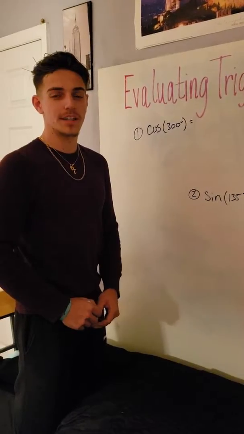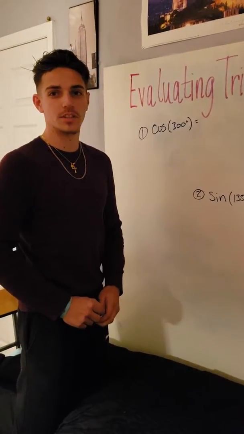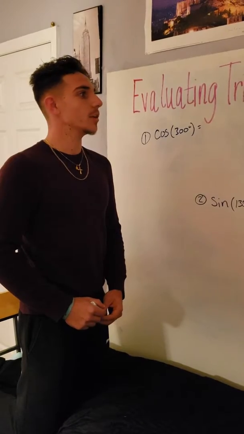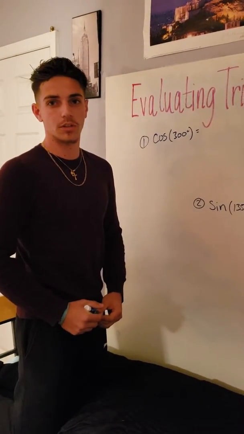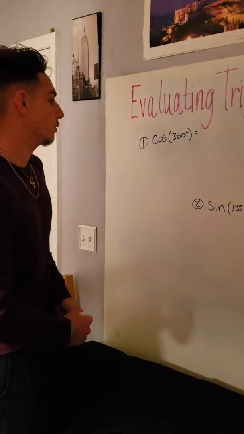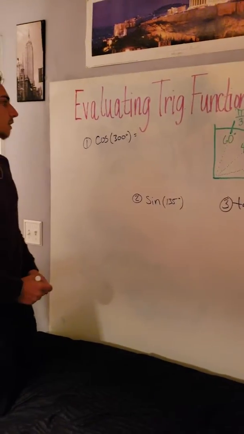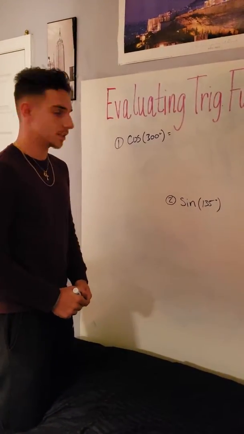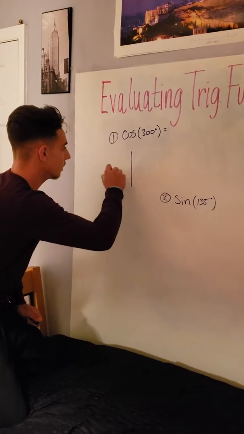Hello everyone, my name is Dylan Straley and today I'm going to be showing you how to evaluate trig functions using reference angles. So, I have a few problems here. For the first one, I have the cosine of 300 degrees. So, we're going to draw this.